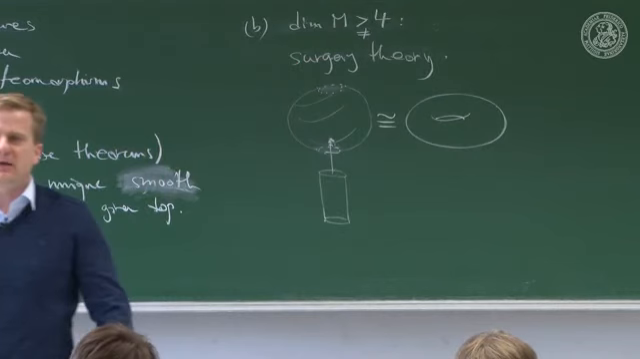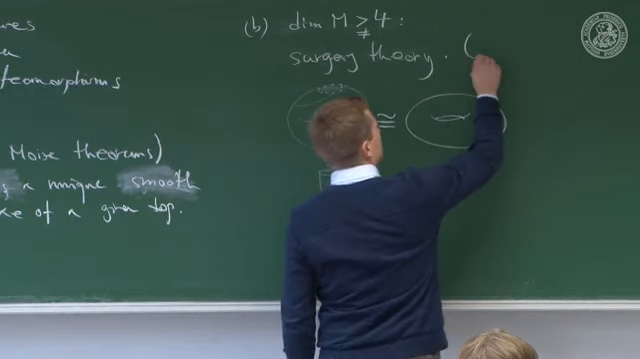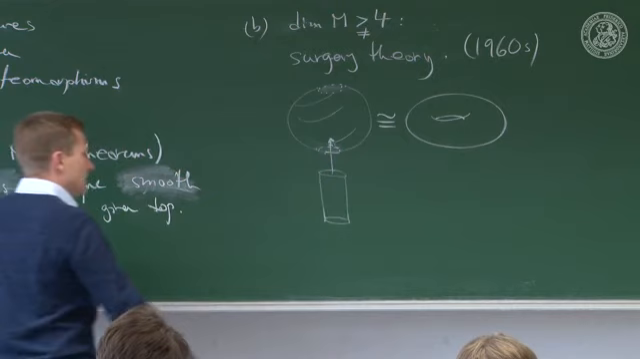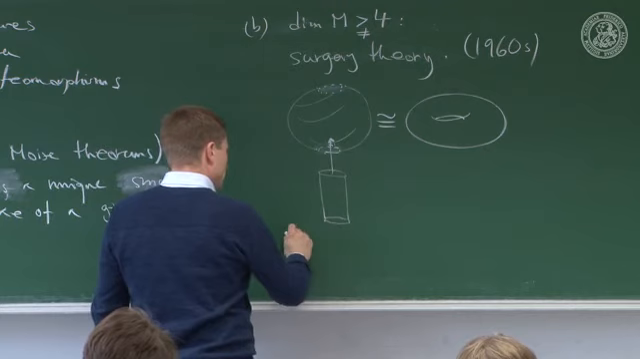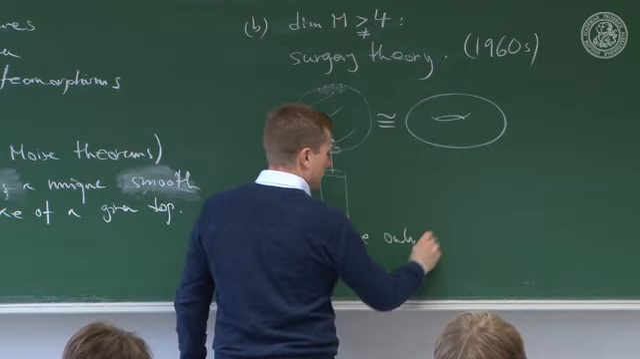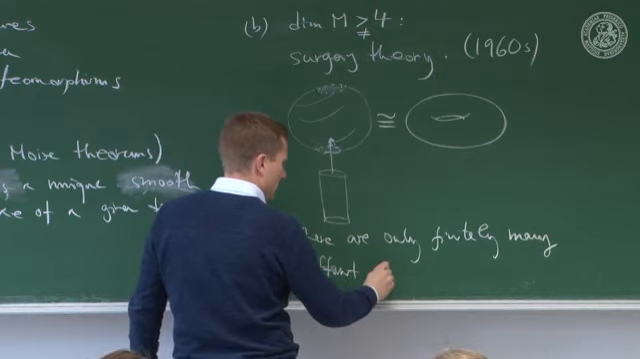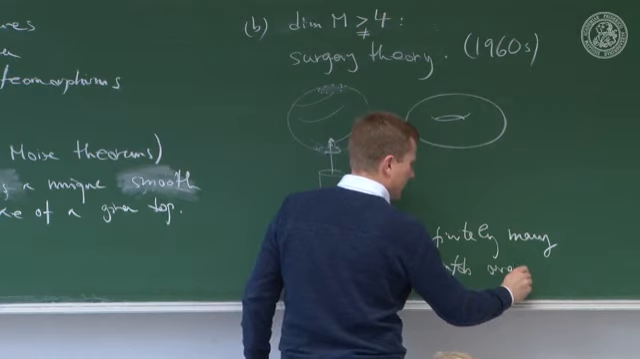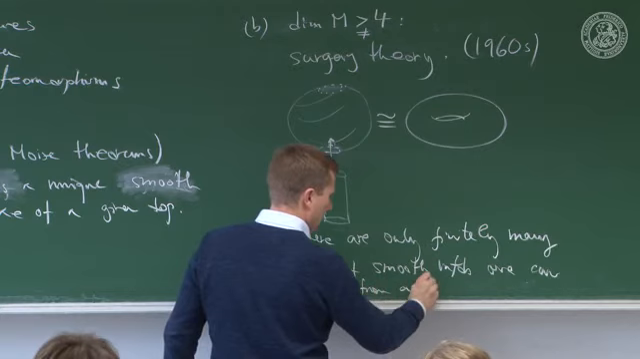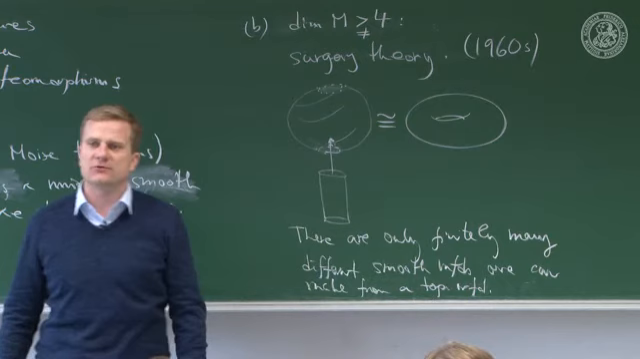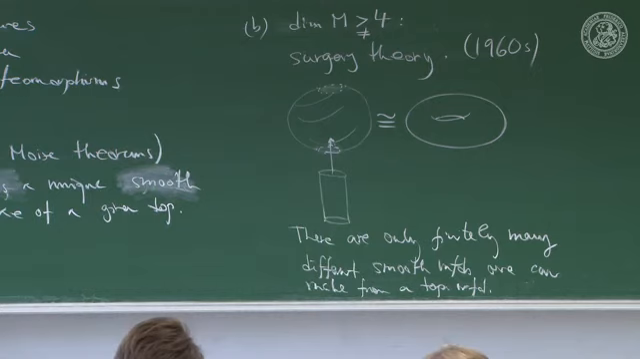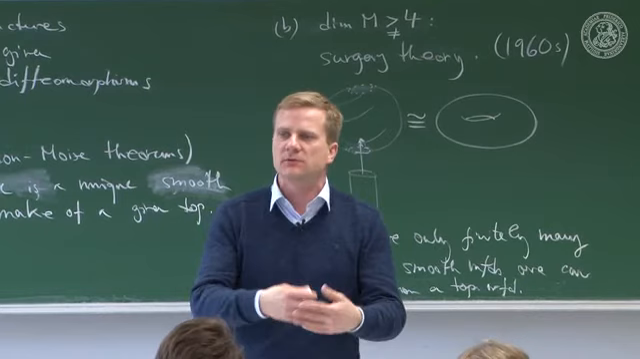And by doing this in a systematic way, I think it was in the 1960s, people showed that for dimension of M greater than 4, there are only finitely many different smooth manifolds one can make from a given topological manifold. Okay, so that's not so neat, like dimensions 1, 2, 3, but at least there are finitely many, so you have a chance, in principle, to enumerate them, to write them all down.